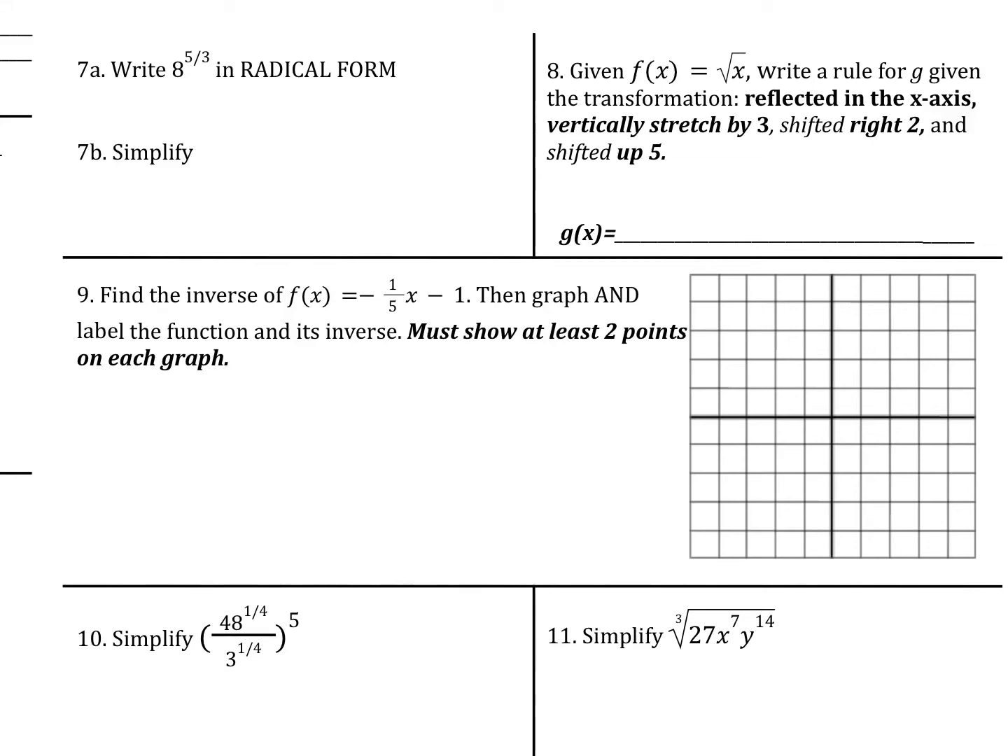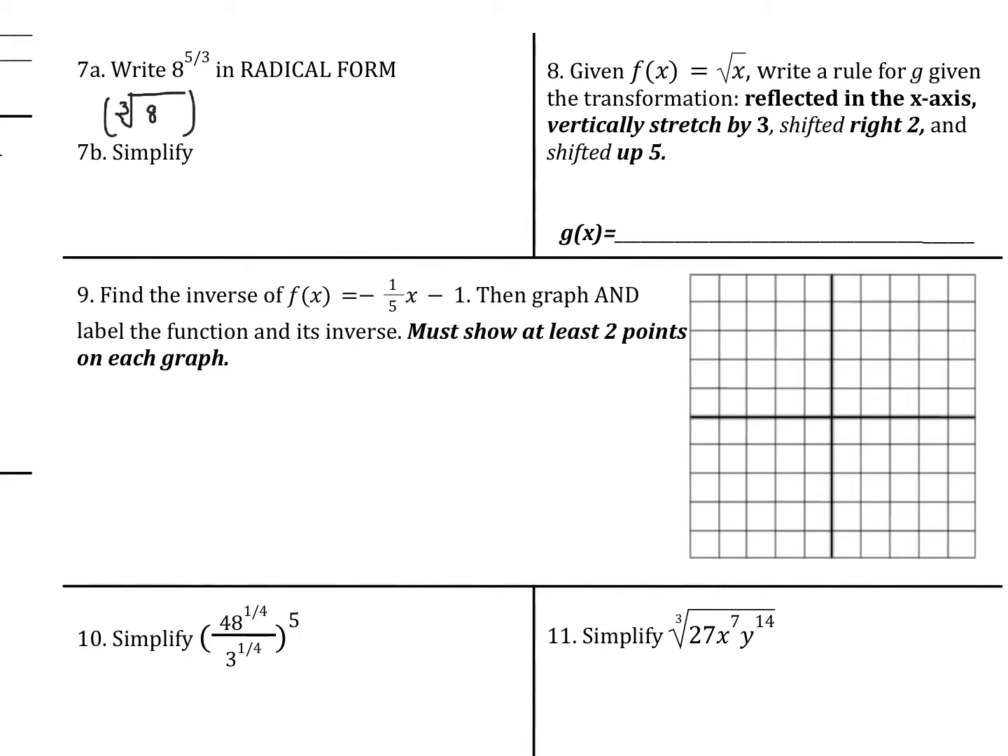Chapter 5 review, question number 7a. Write 8 to the power 5 over 3 in radical form. To write it in radical form, we use the radical symbol. You can write the 3 in the cap, that means cube root of 8.